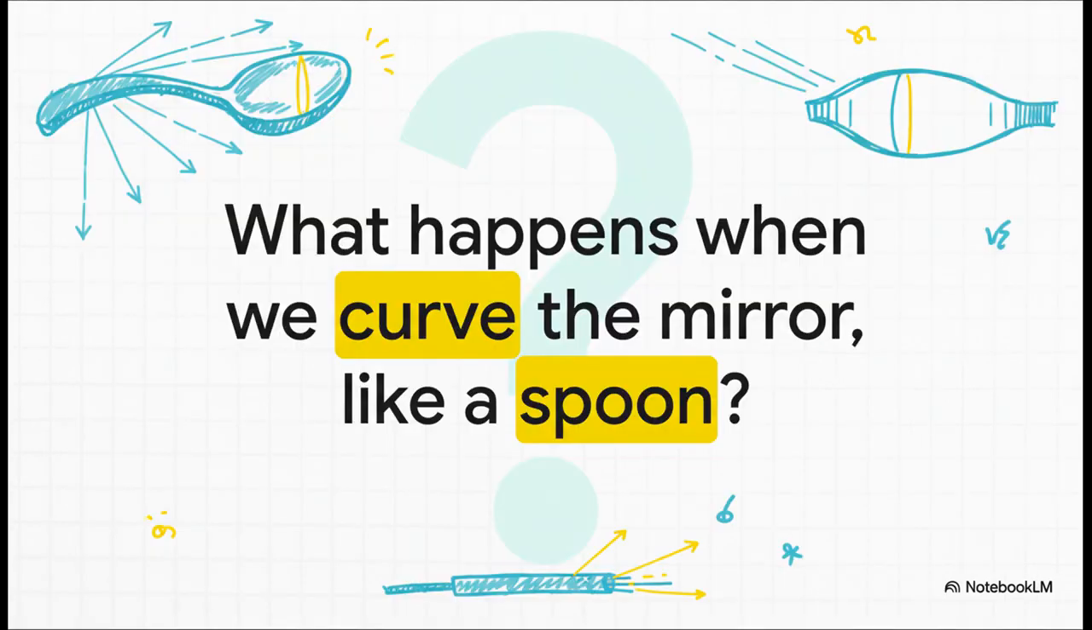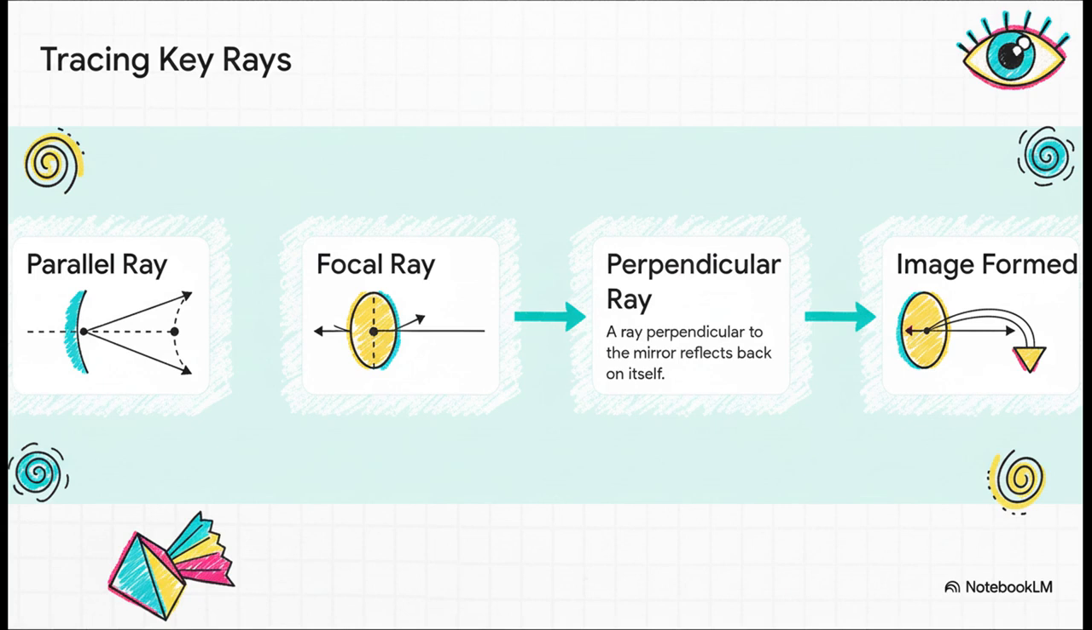Right, but that's a flat surface. What happens when the surface isn't flat? Well, the inside of a spoon is what we call a concave mirror. It curves inward. And that one simple curve changes absolutely everything about how those light rays bounce. Now, the rules of reflection are exactly the same, but that curve forces the rays to meet up at a totally new spot. And to figure out where, we can trace three special key rays.